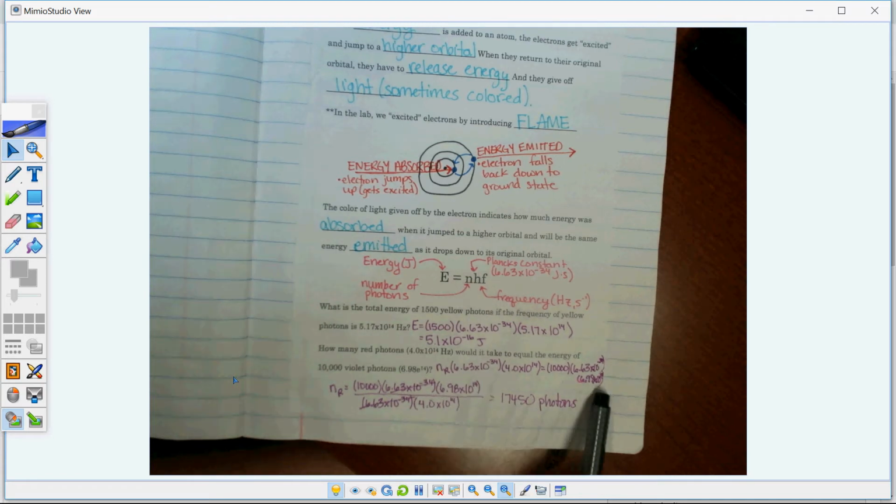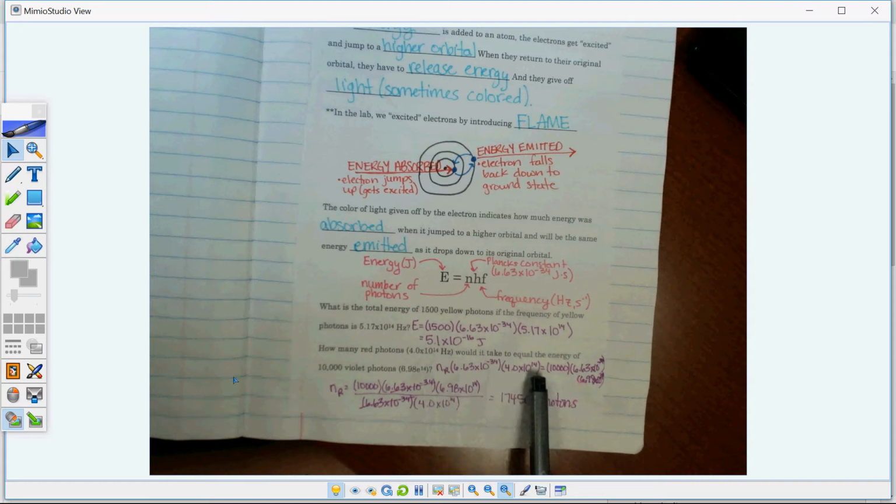And then I just plug in all the numbers of the variables that are provided to me in this word problem. So N, where I wrote NR, that's really the thing that I'm solving for. It says how many red photons. So I'm solving for N as it pertains to the red. H is always this number, and F is the frequency of the red photons, which is given to me here.